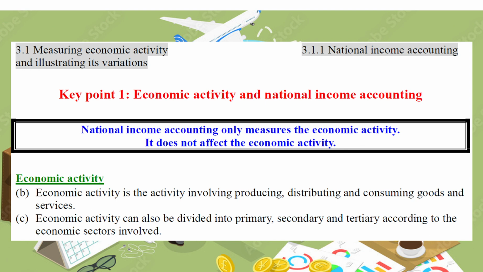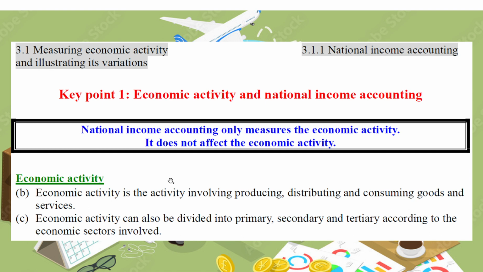So this unit is about measuring economic activity and illustrating its variations. Okay. First, we talk about national income accounting. How much income is for the whole country. Okay. Economic activity and national income accounting is the first key point. Okay. So just remember one thing: national income accounting only measures the economic activity. It does not affect it. Okay. It gives you the indicator, and the government and the people living there will know how to cope with it.